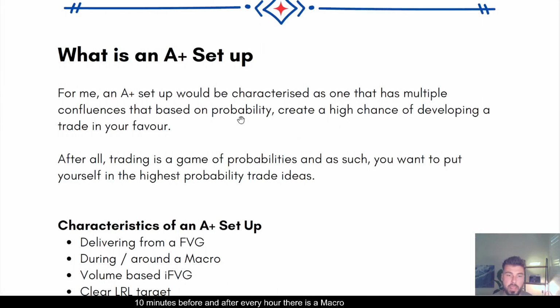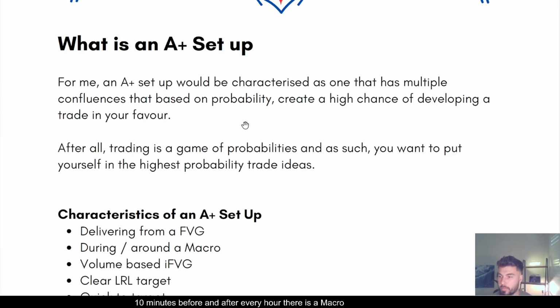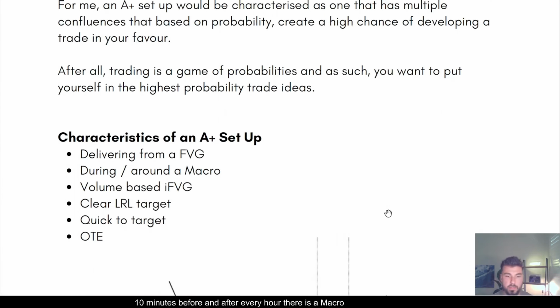A+ setup would be characterized as one that has multiple confluences. It's all about probability, and therefore you want to create a high chance or a high probability that the trade is going to play out in your favor. How do you do that? You look for key price signatures during key windows of time. After all guys, trading is simply just a probabilities game. It's as simple as that, right?